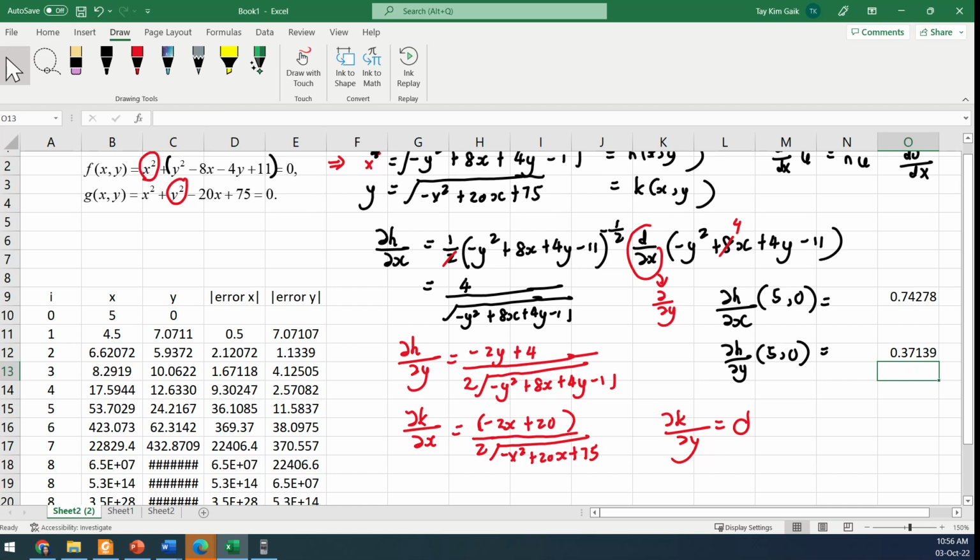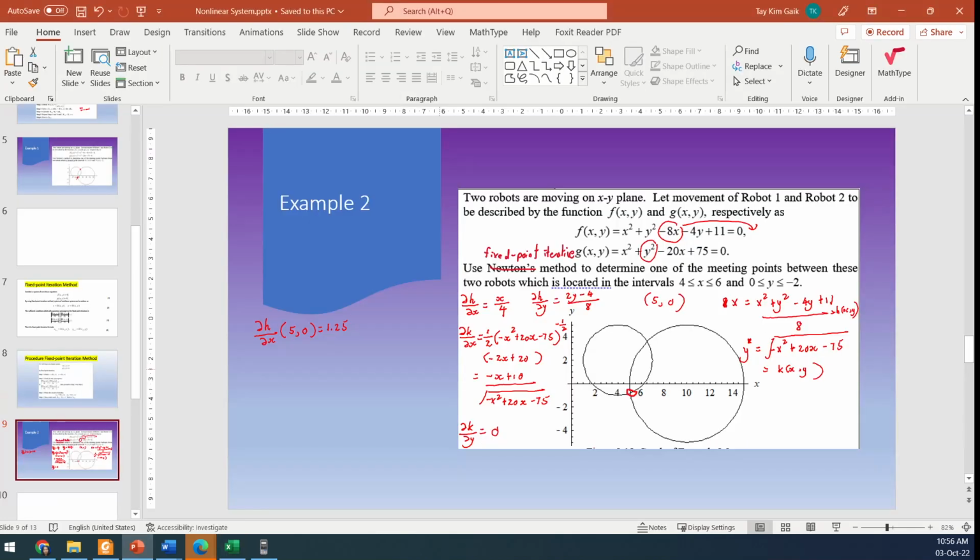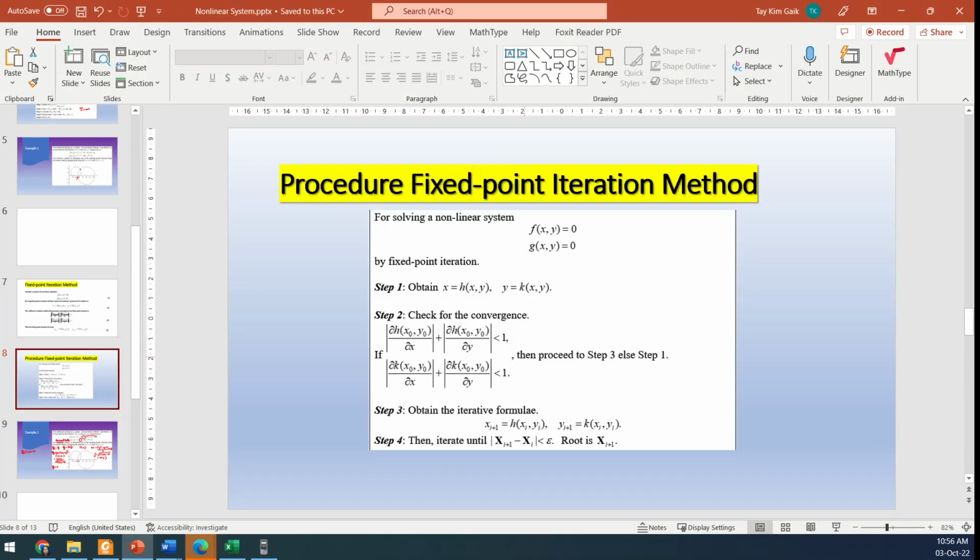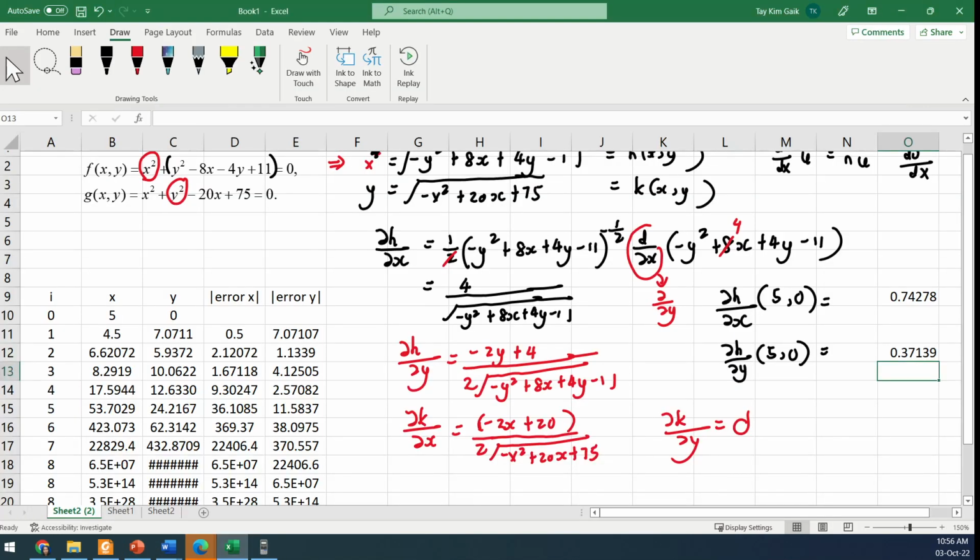When you see these two values, 0.74278 add up with here, also greater than, okay, this one, greater than 1. So when we check, the first one is greater than 1, so it will give a divergent solution. If you want to proceed to del k del x, because this one already adds up greater than 1, I don't proceed to del k del x.